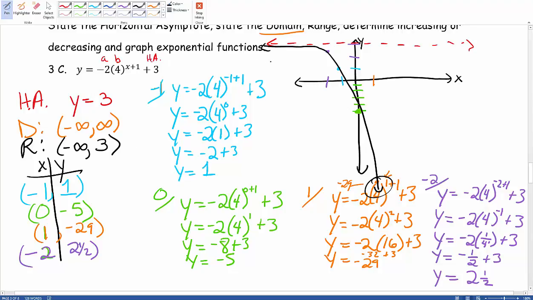Now, is this increasing or decreasing? Obviously, it is going downwards as x is increased, so this would be a decreasing function. We can see that the arrows are going downward, again, decreasing. Again, though, that is target 3C from our Chapter 5 study guide.